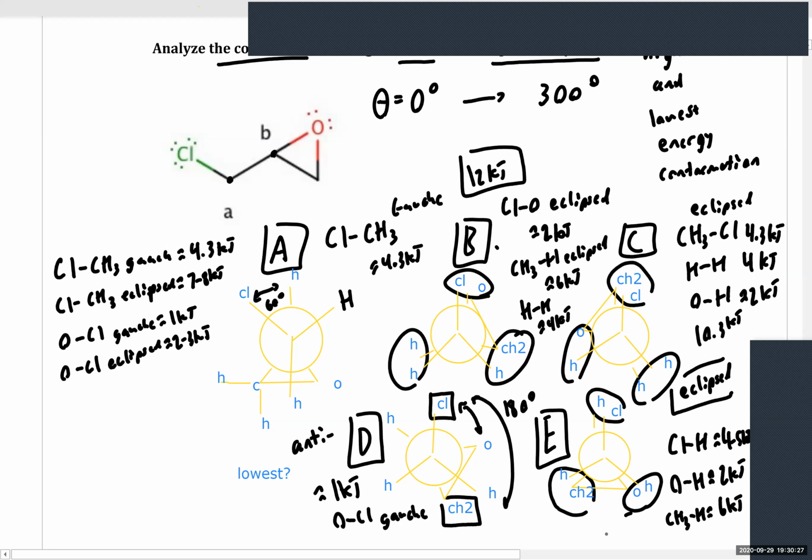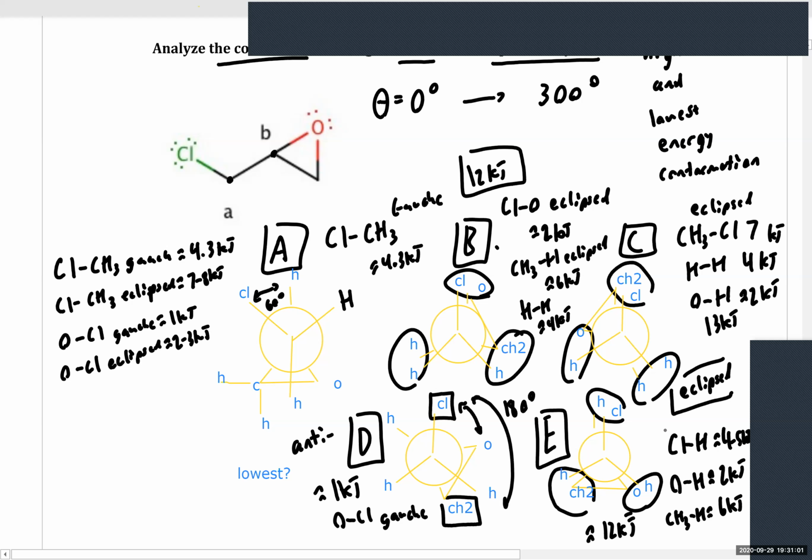Let me just check this really quickly. The methyl chlorine interaction for eclipse should probably be closer to 7. Sorry about that. So that would give us a total around 13 kilojoules for structure C, while structure E would be approximately 12 kilojoules. So structures C and E are very close in terms of energy.